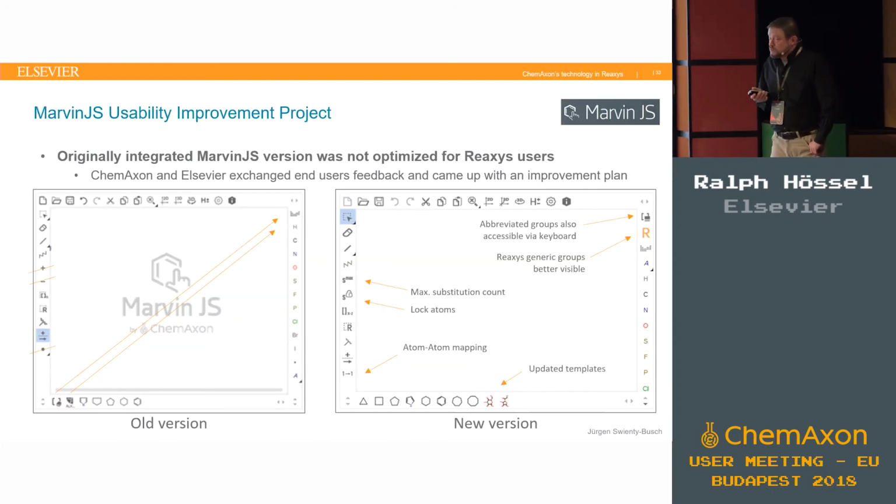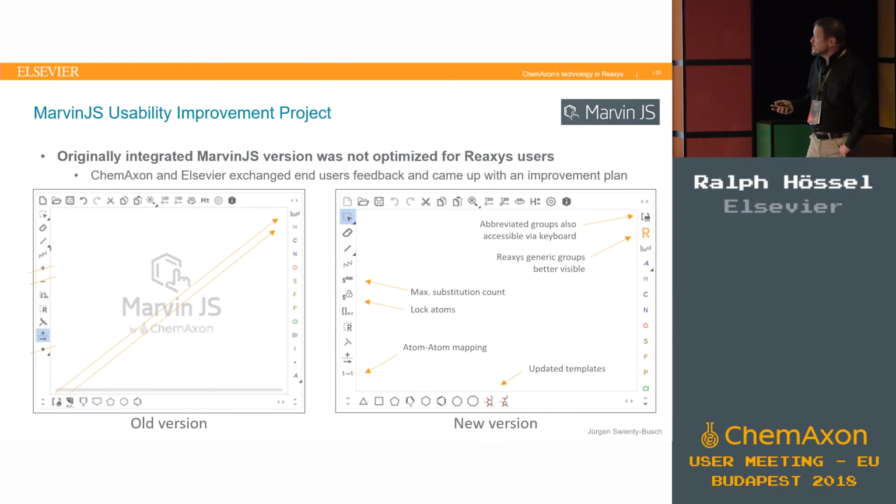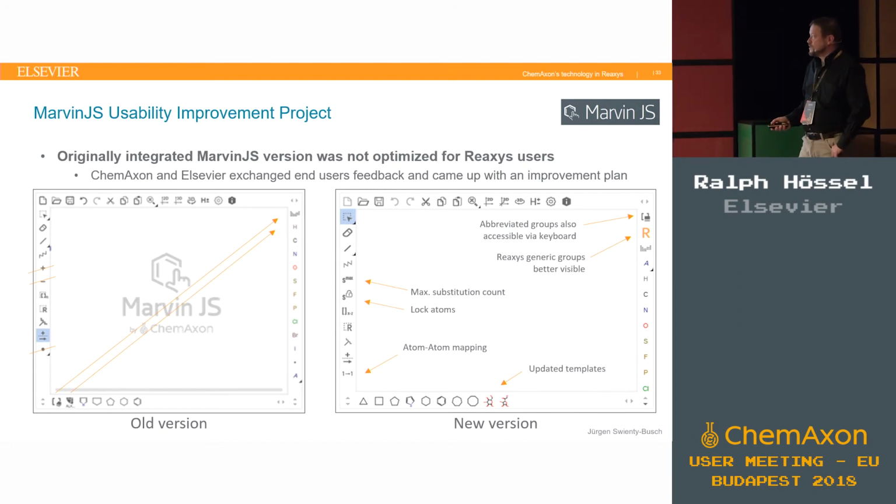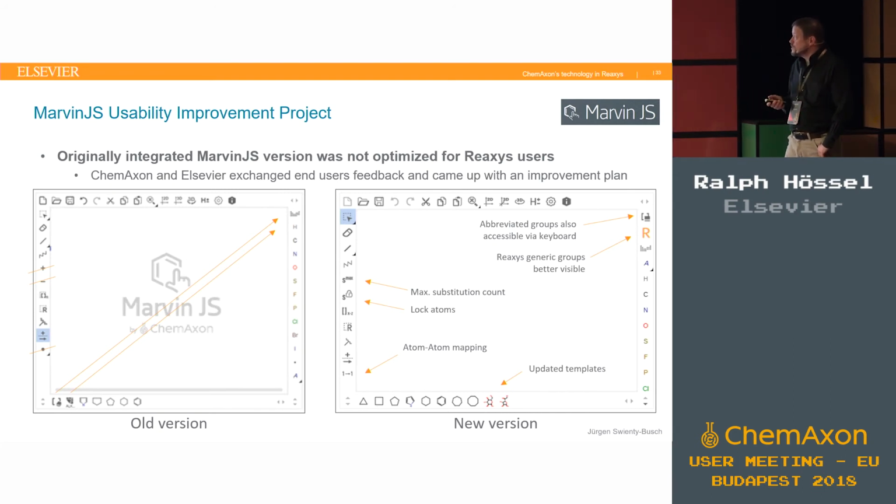Again here, I would like to mention the good cooperation with ChemAxon. In the first release of Reaxys, which I mention here as the old version, this one was not yet fully adapted to the Reaxys user. So we got some complaints, and this was discussed with the ChemAxon guys, and they quickly came up with a solution. So in the new version, which I think was released last week or will be released this week, we have implemented several requests from customers.